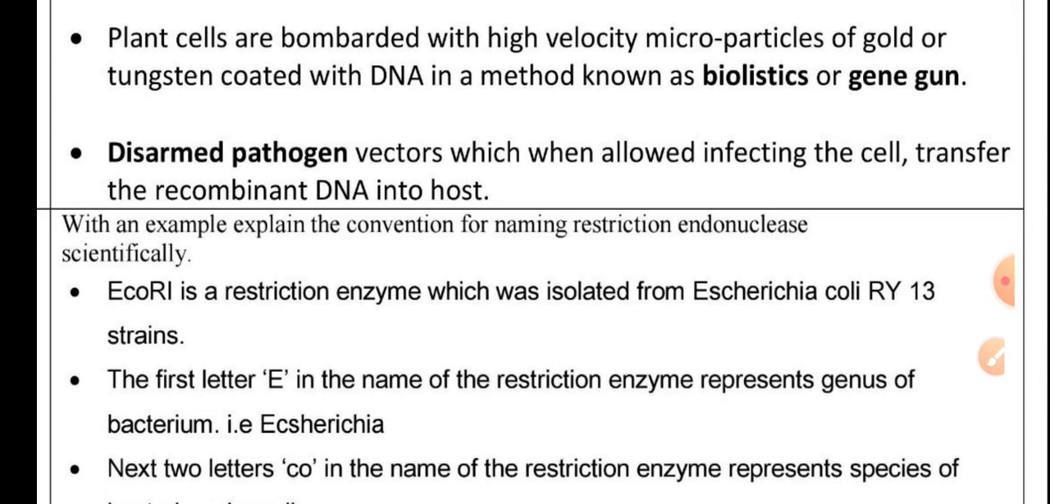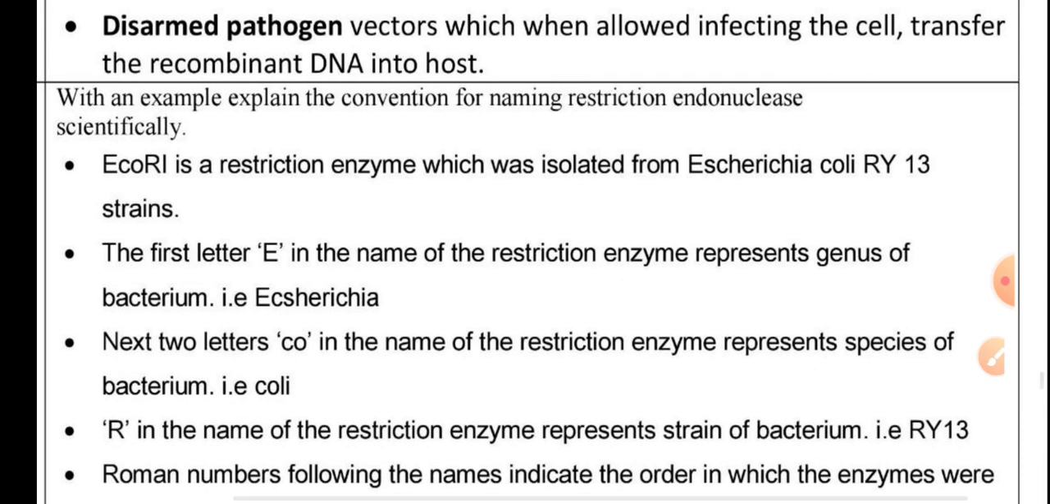With an example, explain the convention for naming a restriction endonuclease scientifically. For example, EcoRI. Here they have taken an endonuclease. EcoRI is a restriction enzyme which was isolated from Escherichia coli RY13 strain.